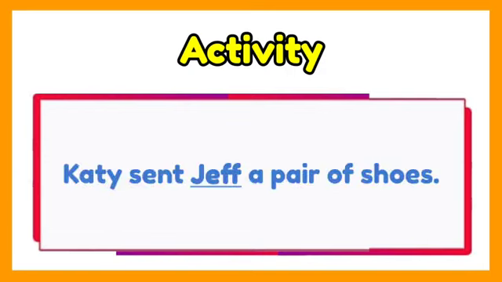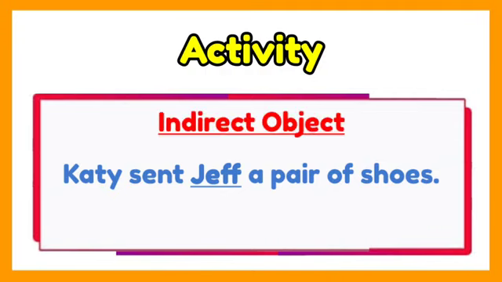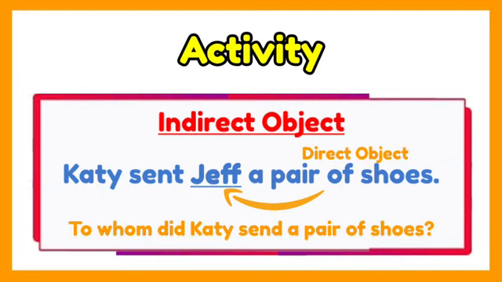First one. Katie sent Jeff a pair of shoes. Jeff in this sentence is an indirect object. Why? Because it receives the direct object in this sentence, which is pair of shoes. And it answers the question, to whom did Katie send a pair of shoes?